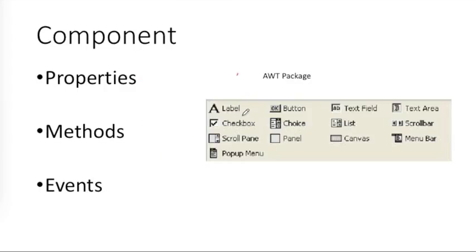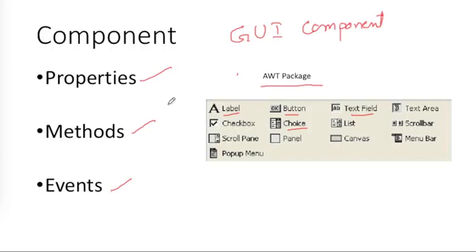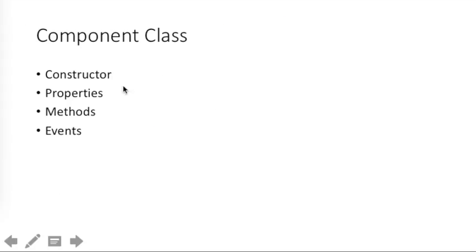Here are examples of components: label, button, choice, text field, and so on. These are all GUI components which are available in Java in the AWT package. All these components will have three things: properties, methods, and events. As I said, all these are available in the form of functions. You can also say these are software components, but they are only used in the user interface, so you can also say GUI components.